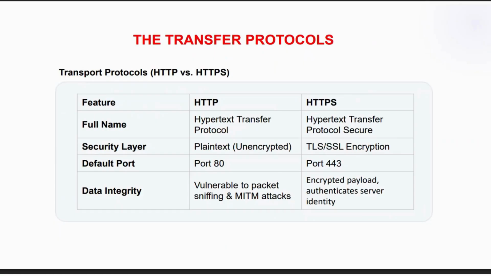HTTP is hypertext transfer protocol, while HTTPS is the secure version of HTTP. HTTP transfers data in plain text. HTTPS encrypts this data using TLS or SSL. HTTP uses port 80, HTTPS uses port 443. HTTP is not secure because it's vulnerable to packet sniffing and man in the middle attacks, while HTTPS is secure because it's encrypted. All right, so let's proceed to the software development life cycle.